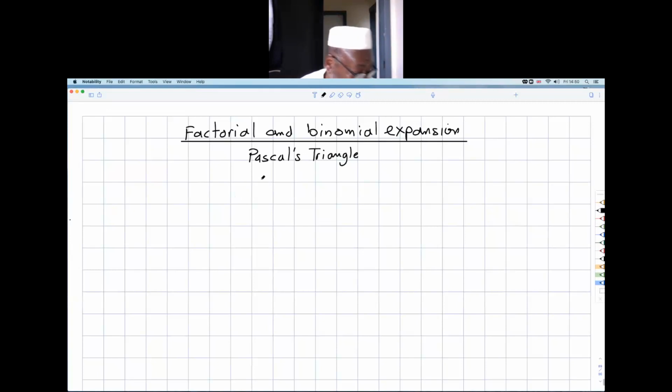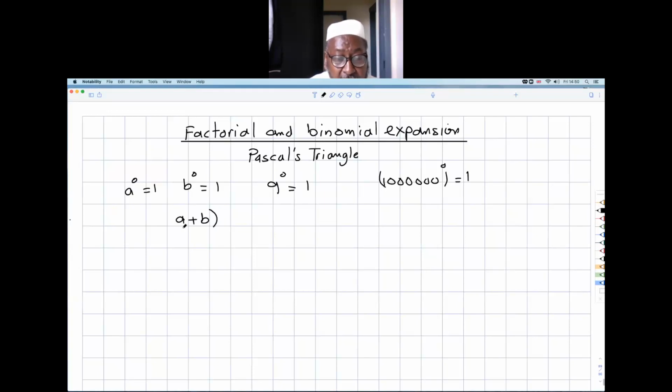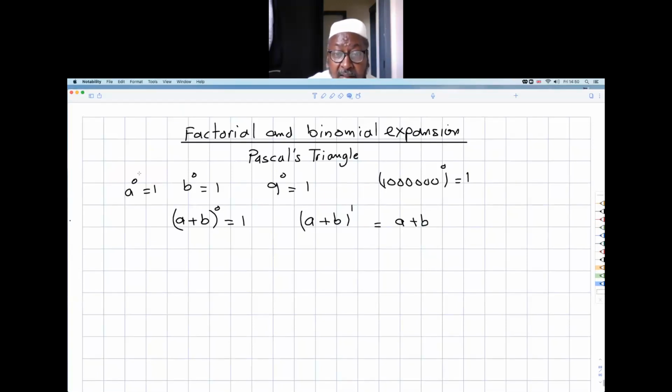Okay, Pascal's triangle. We know that anything to the power of 0 from the indices is equal to 1. For example, a to the power of 0 equals 1, b to the power of 0 equals 1, 9 to the power of 0 equals 1, a million to the power of 0 equals 1. So if I have a plus b to the power of 0, the answer is 1. But a plus b to the power of 1 is equal to a plus b. So let us agree about this, okay?